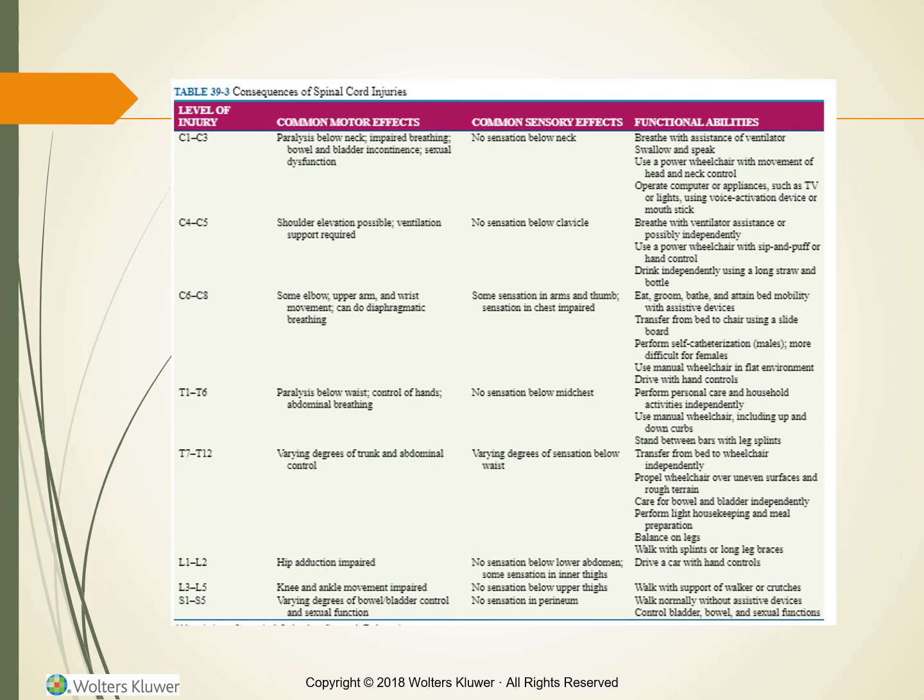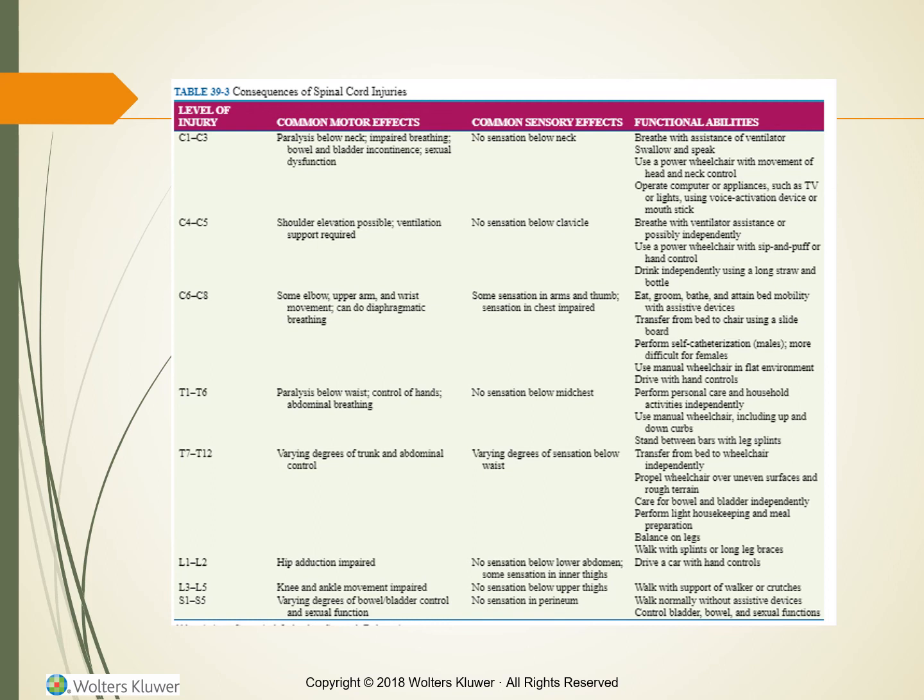In injuries of T1 to T6, this is a paralysis below the waist. So they can control their hands and they can have abdominal breathing. This means that they have no sensation below the mid-chest. Now, they can perform personal care and any kind of household activities independently. They generally use a manual wheelchair, including up and down curbs, and can stand between bars with leg splints.